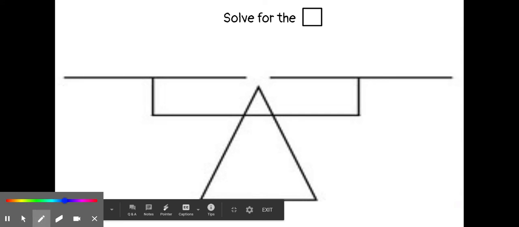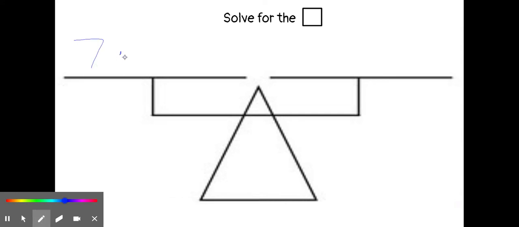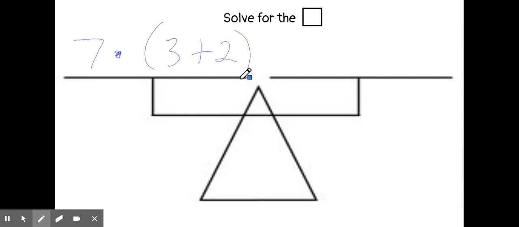I'm going to do 7 times, and remember, we can use a multiplication symbol or we can draw a dot. And my computer's not drawing a dot real well right now, but that's what we'll do. 7 times (3 plus 2) equals 7 times, and there's that square. So remember, we're looking at a balance, and whatever is on one side of the balance has to equal the other side of the balance.